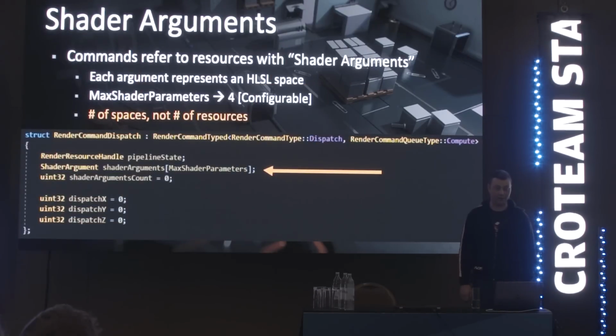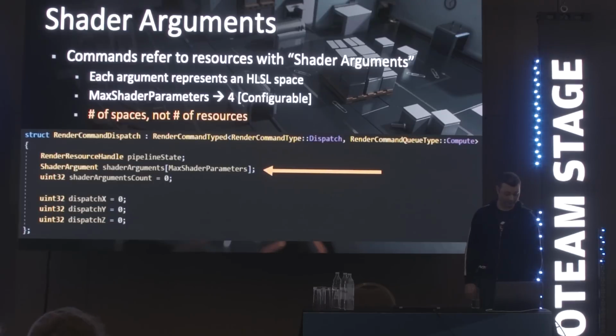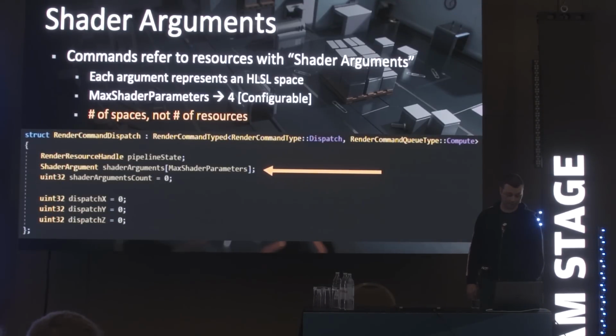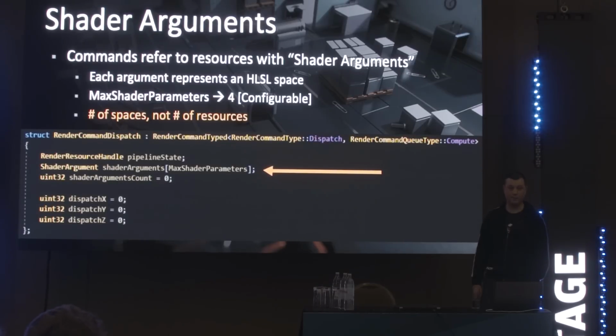We have a concept in Halcyon called shader arguments, where each argument represents an HLSL space. We limit the maximum number of arguments to 4 for efficiency, but this can be configured. It is important to note that this limit represents the maximum number of spaces, not the maximum number of resources.